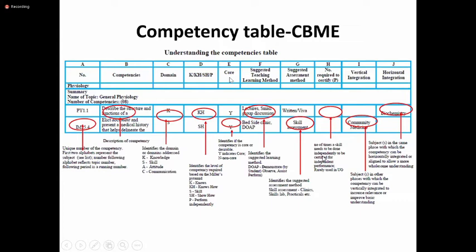What is the meaning of non-core? Non-core competency means it is desirable. It is good to know. If you know something, it is good, but it is not mandatory. So all those are given as non-core, N, non-core competencies.